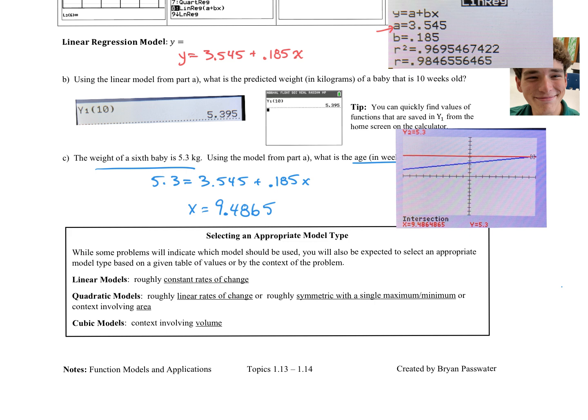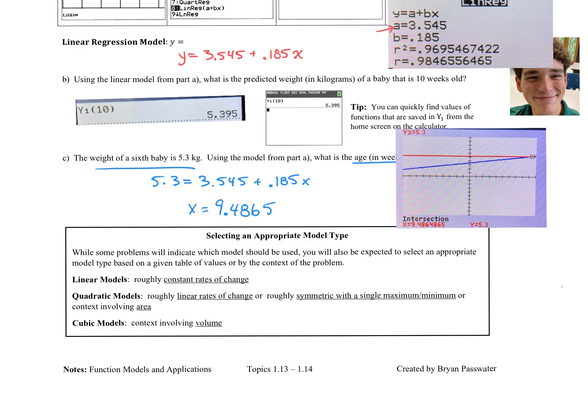Selecting an appropriate model type. While some problems will indicate which model should be used, you will also be expected to select an appropriate model type based on a given table of values or the context of the problem. Linear models: roughly constant rates of change. Let's stop there. Do you remember doing those tables with inputs and outputs? When was the function linear? When you had your average rates of change being what? Constant. These aren't exact rates of change, but they're roughly constant. And so that's what linear means.